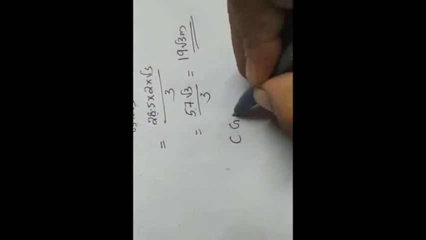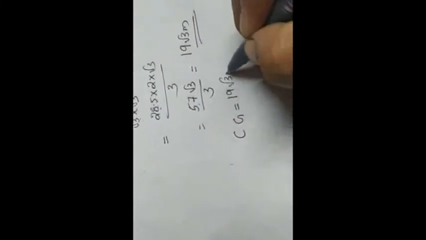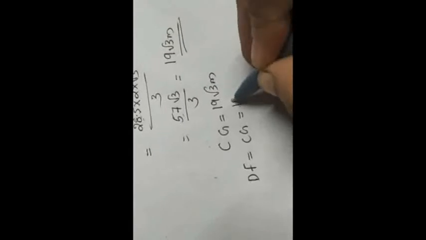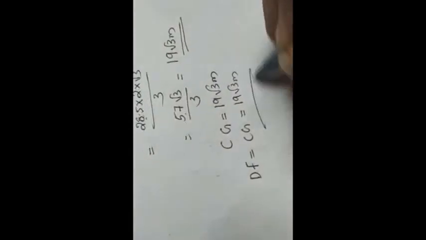19 root 3 meter. What was the question? The distance he walked towards the building. We got the value of CG as 19 root 3 meter. Actually, the question was to find FD. From the figure it is clear that FD is equal to CG, and that value is 19 root 3 meters. So the distance he walked towards the building is 19 root 3 meter.